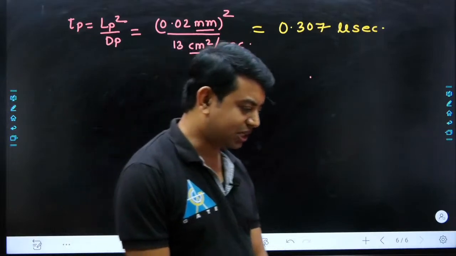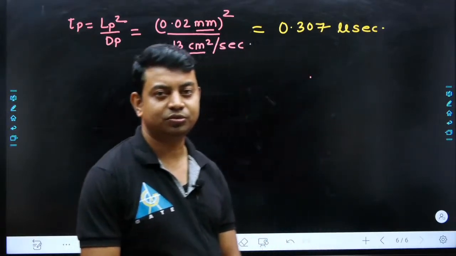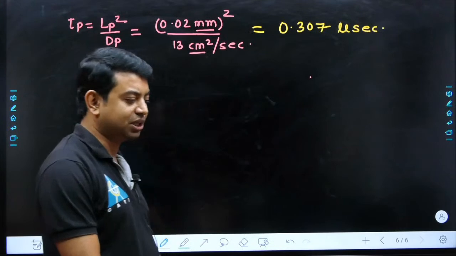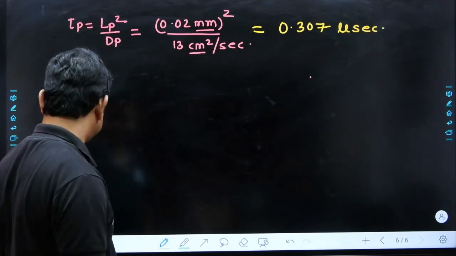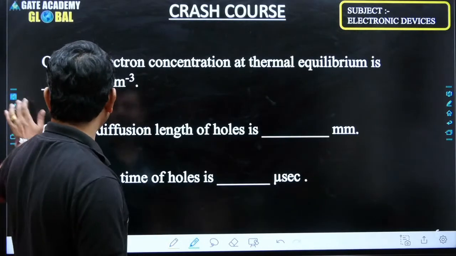PN junction class will start from the 5th. Today is the 3rd. From the 5th onwards we are starting PN junction. So this question is over.